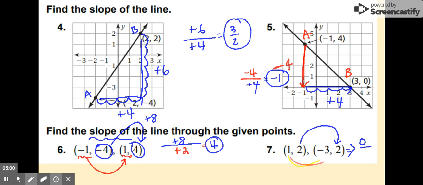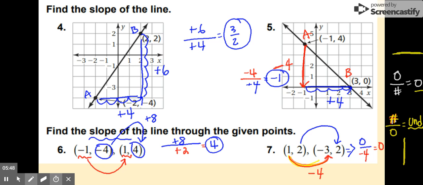And 1 to negative 3. It's decreased by what? Decreased by 4, so negative 4. There's nothing, even though you divide it by negative 4, still nothing. But remember, 0 over a number is 0, because you divide nothing by a number, so it's still nothing. But if you want to divide by 0, you cannot divide by 0. It doesn't make any sense. So it's undefined. And for undefined, the slope looks like this, a vertical line. And 0 slope looks like this.